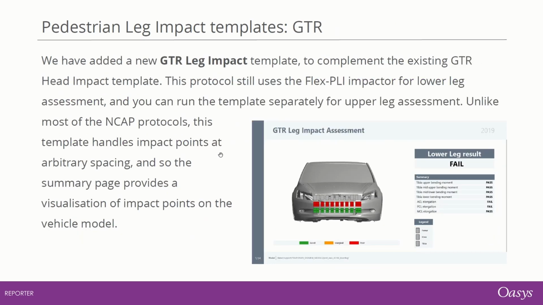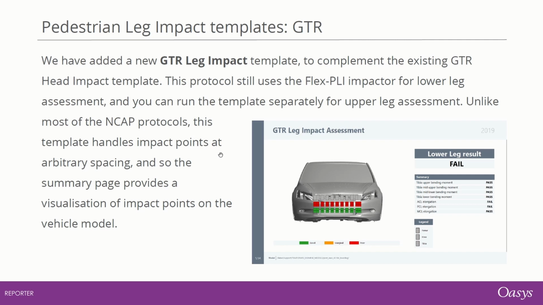And lastly, we've also included a new GTR Leg Impact template to complement the existing GTR Head Impact template. This one uses a FlexPLI impactor for the lower leg assessments, and you can run the template separately for upper leg as well. Furthermore, this template is also generic in the sense that it can handle impact points with any spacing, and so the summary page is really useful for displaying these spacings and the impact results visually on the vehicle.